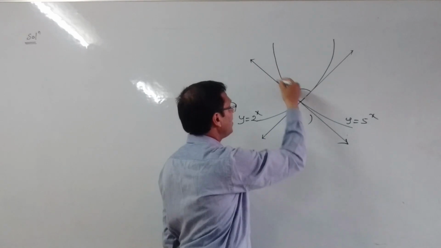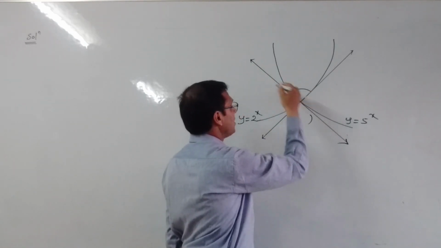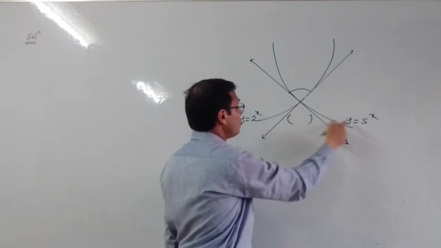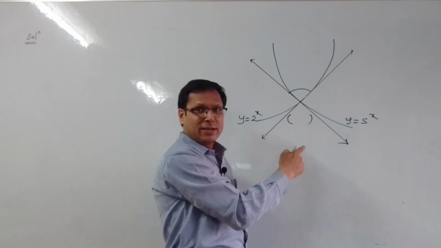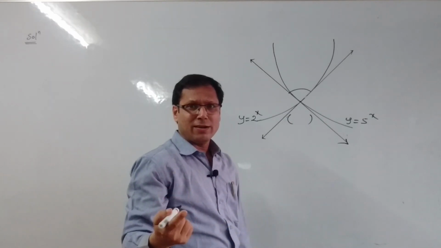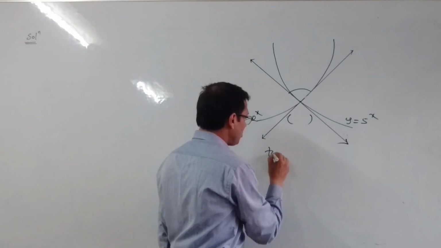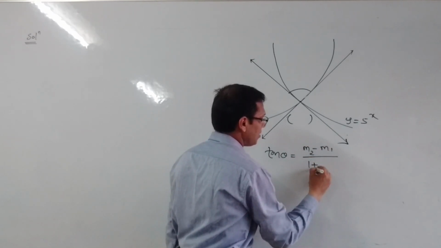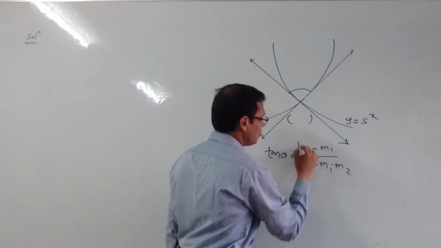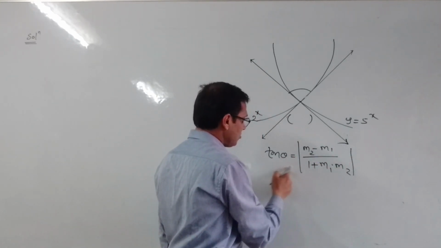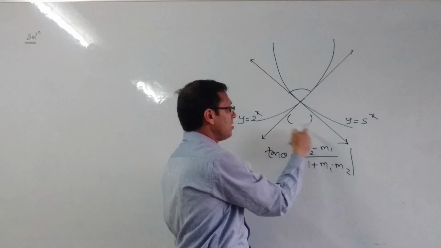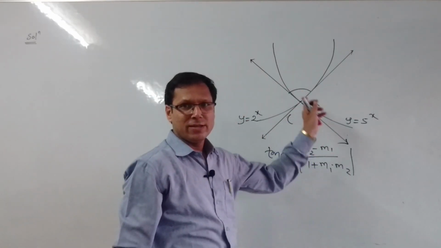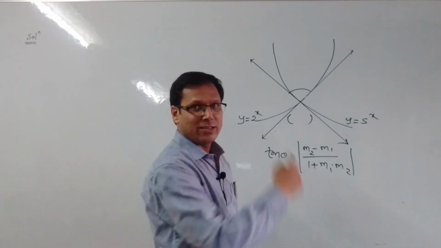So first you have to find the point of intersection of the two curves, then you have to find the slopes of the two tangents to the two curves at the point of intersection. Taking these slopes as m1 and m2, with the help of the formula tan theta is equal to modulus of m2 minus m1 by 1 plus m1 into m2, you can find theta is equal to tan inverse of this, where m1 is the slope of the tangent to the first curve and m2 is the slope of the tangent to the second curve. So let us try the solution.